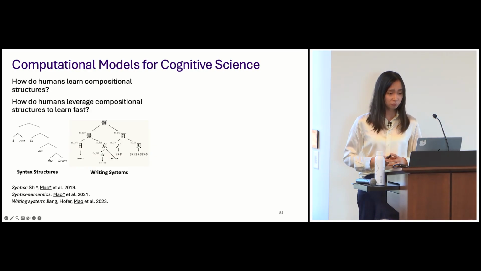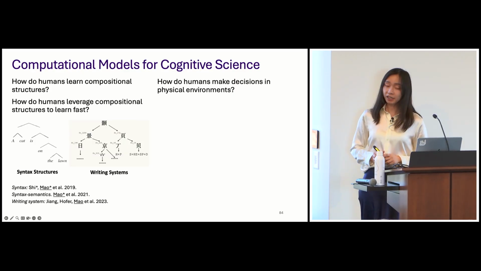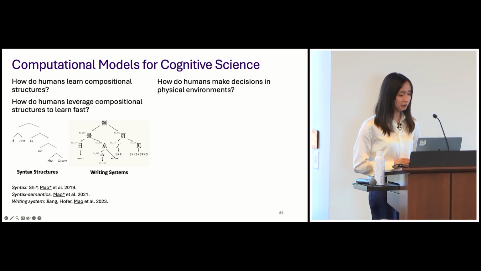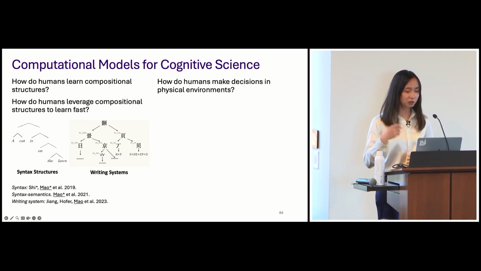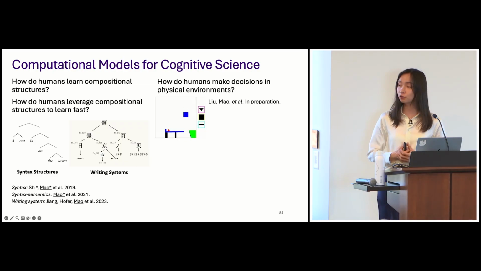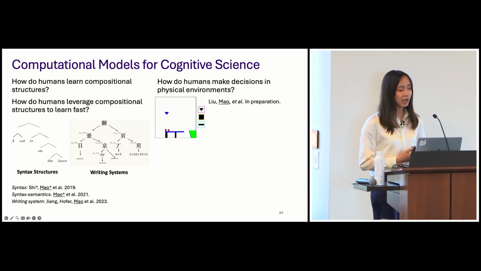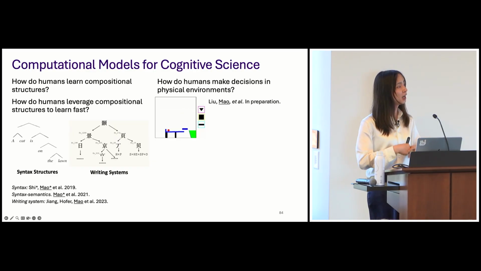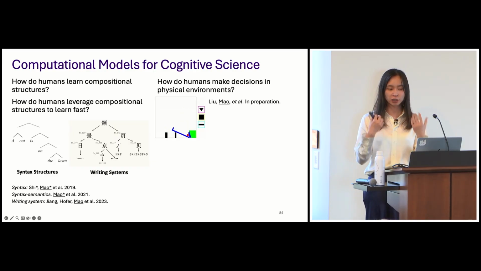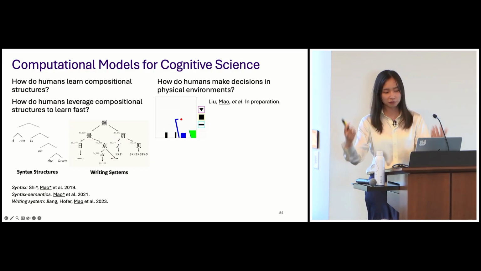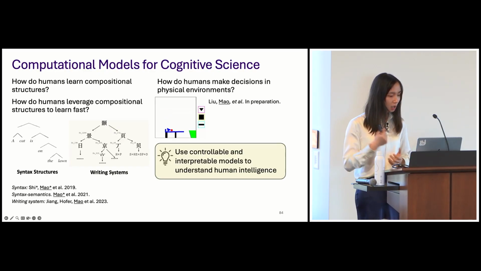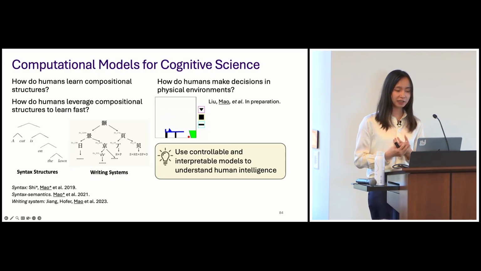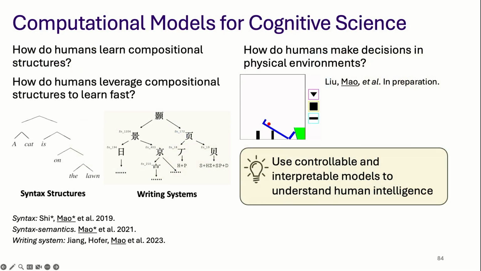systems. And then, on the other hand, I'm also interested in how humans can make decisions in physical environments. Recently, we have been developing some physical puzzle games that we ask human subjects to play, and then trying to model their behavior in playing these games and how they learn skills, how their learned skill is able to generalize from one single example to different kinds of scenarios. And here we're using neuro-symbolic techniques as a controllable and interpretable model for us to better understand human intelligence.